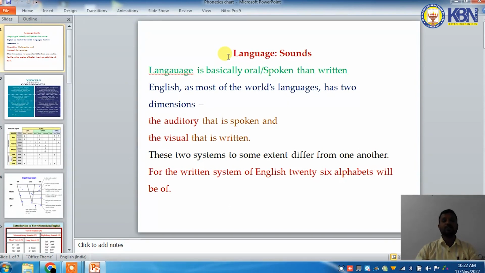Humans started to speak first, and only then did we develop what we call script. There are a good number of languages in this world which we speak, and we need to understand that the majority of languages have no script but they are spoken, right? So the very basic point that you need to understand is that language is basically spoken and then it's written.